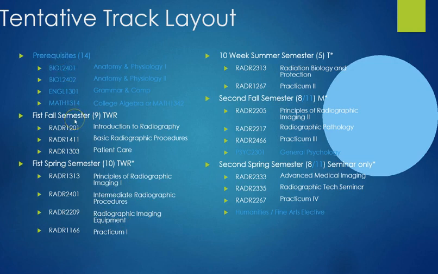So you start school in the fall semester, you start in August, and then you start going to clinical sites in March. So you start about midway through your first spring semester. And then in the summer, radiation biology, practicum 2. Second fall, imaging 2, pathology, practicum 3, and then second spring semester, advanced medical imaging, seminar, and practicum 4. So once we start clinicals in March, you'll be in clinicals all the rest of the program.